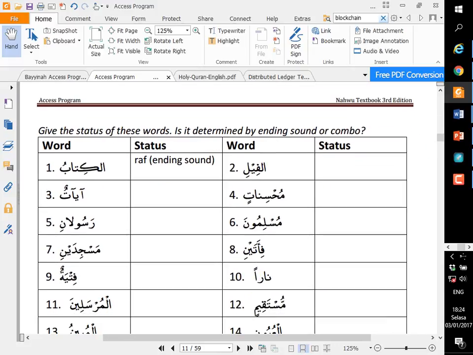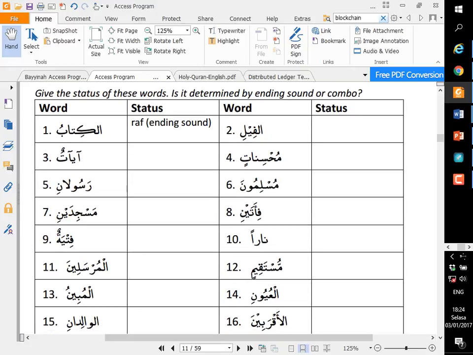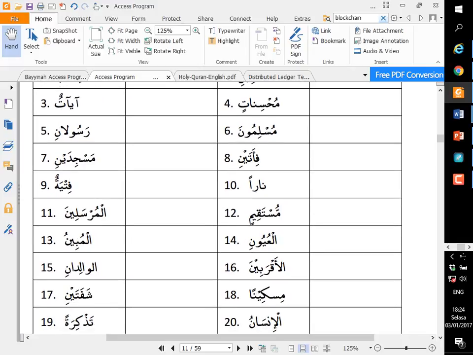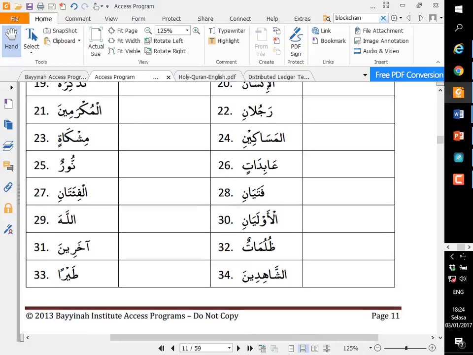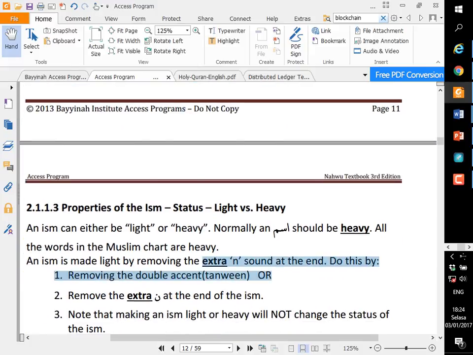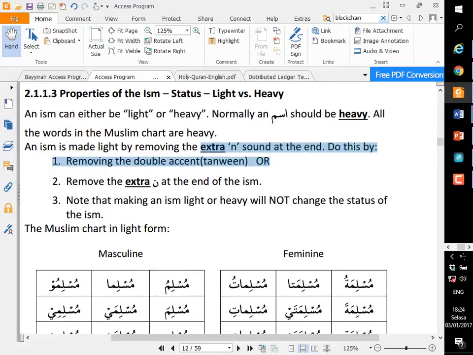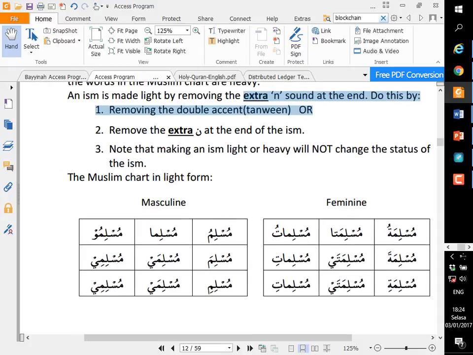And after you know how to tell the status, you can go for this exercise. You can tell this is Rafa, this u. It's easy for Rafa, right? If you find u or una, it's highly possible that it is Rafa status. And the next one is the light heavy. Light heavy is removing the tanwin, the double accent, and removing the extra nun.